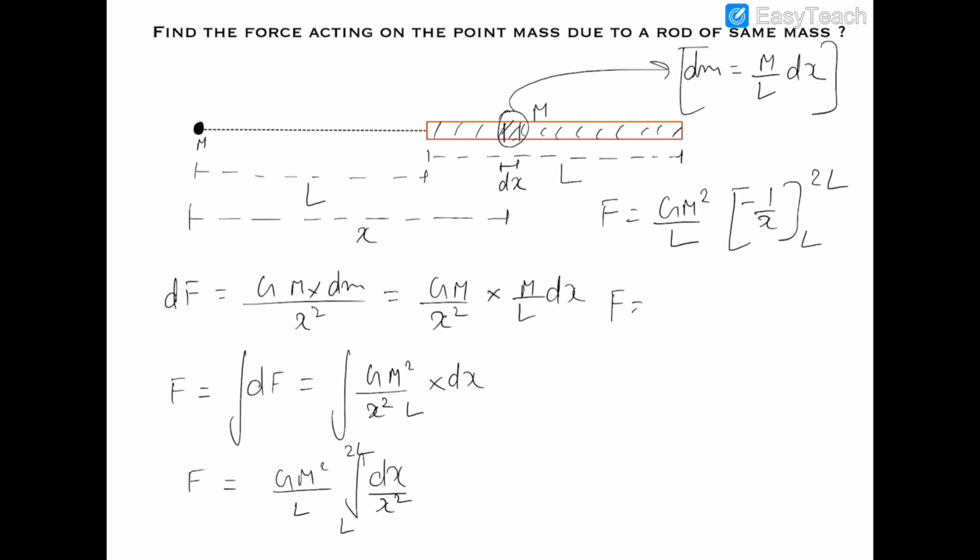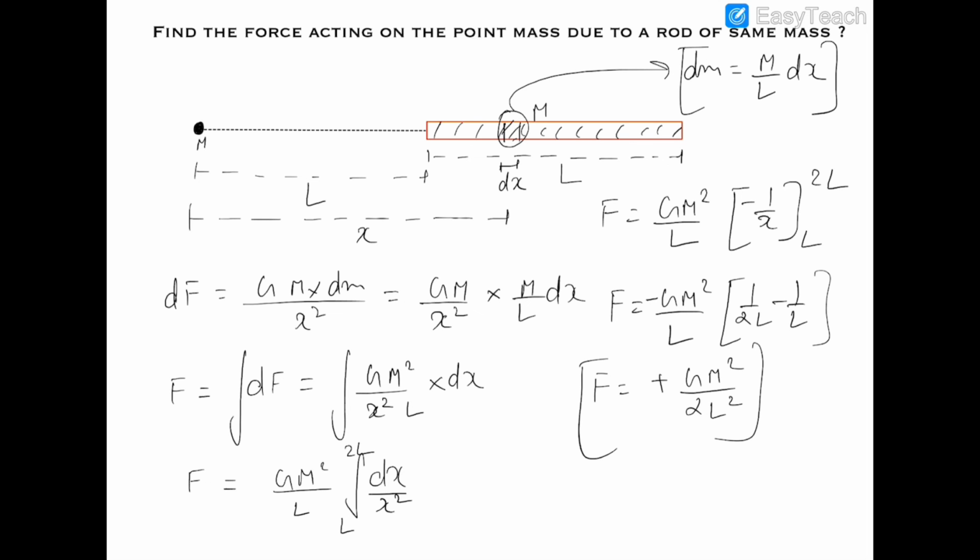So F will be equal to G m square by L, and let us take this minus common, and this is 1 by 2L minus 1 by L. So F will be equal to plus G m square by 2 L square. This is the force acting on this mass due to this rod. So this is the net force.